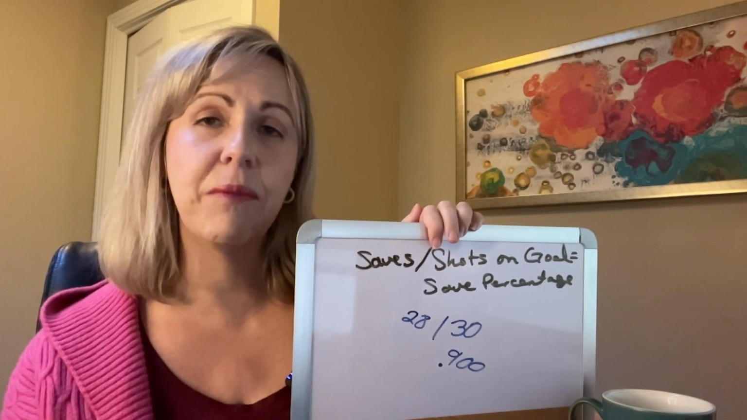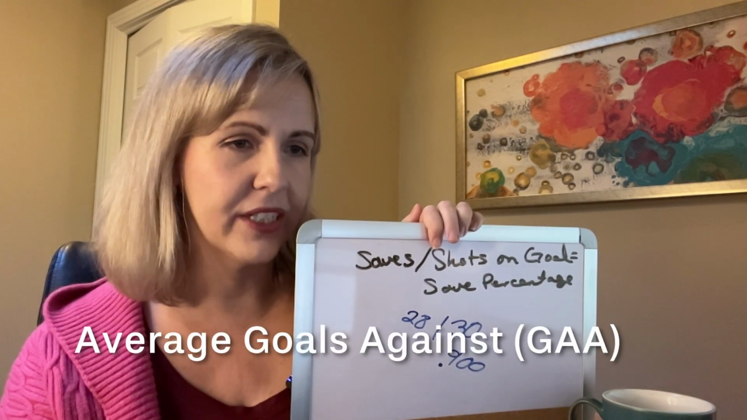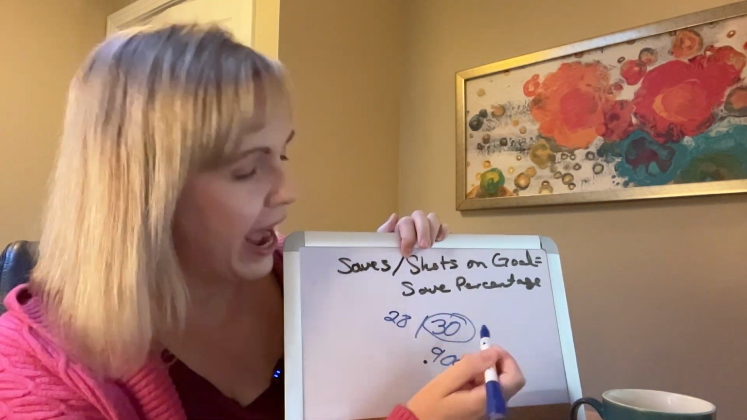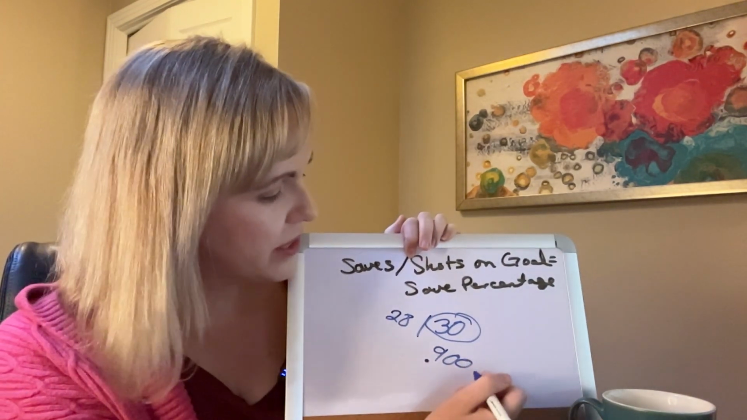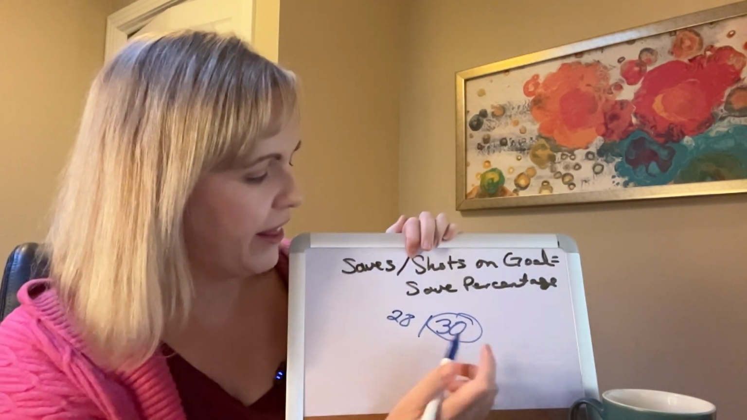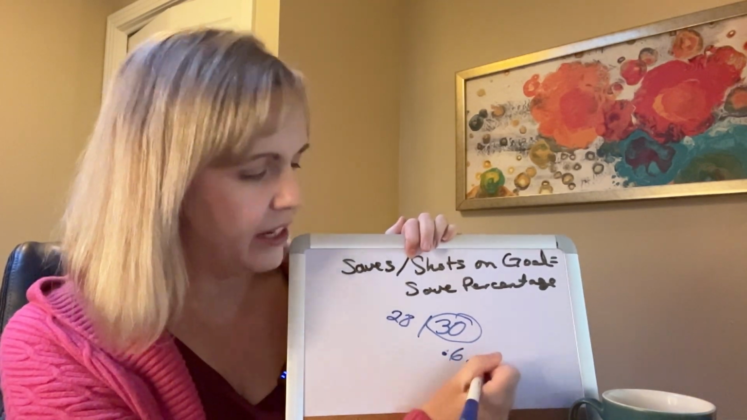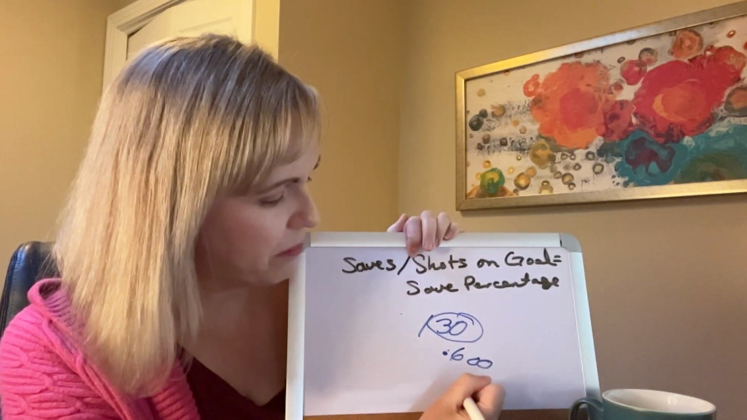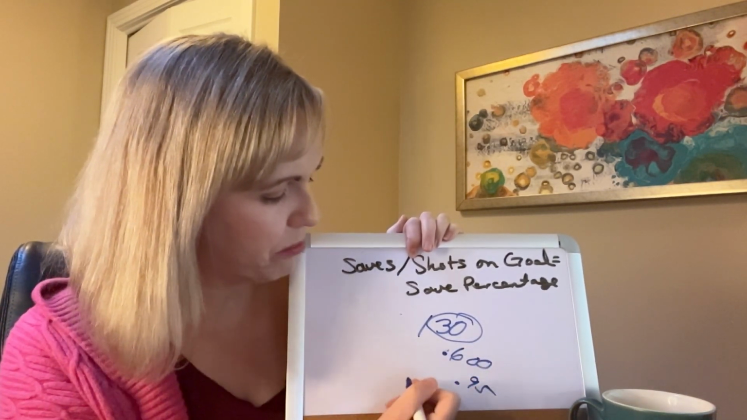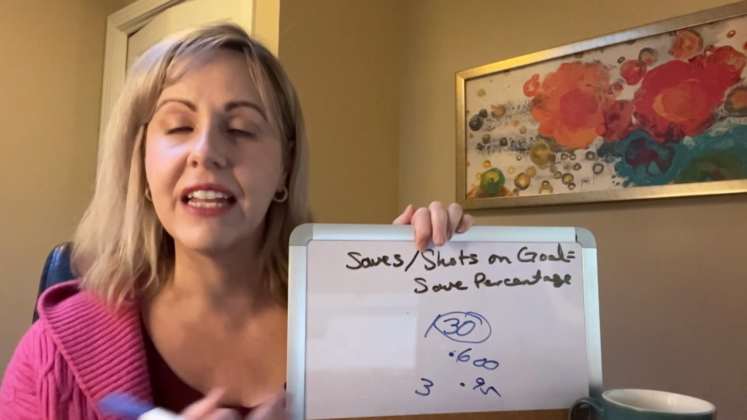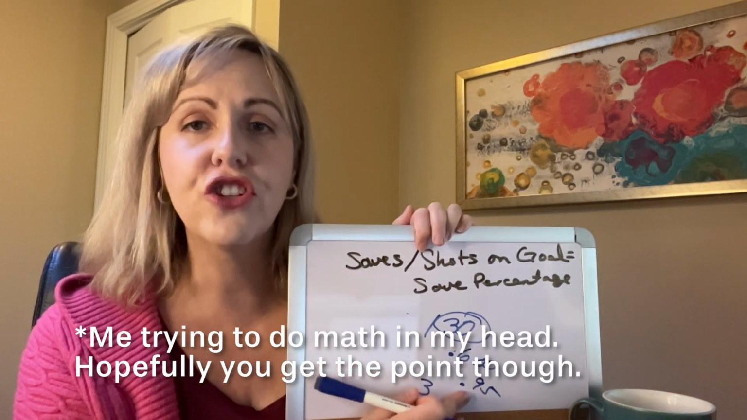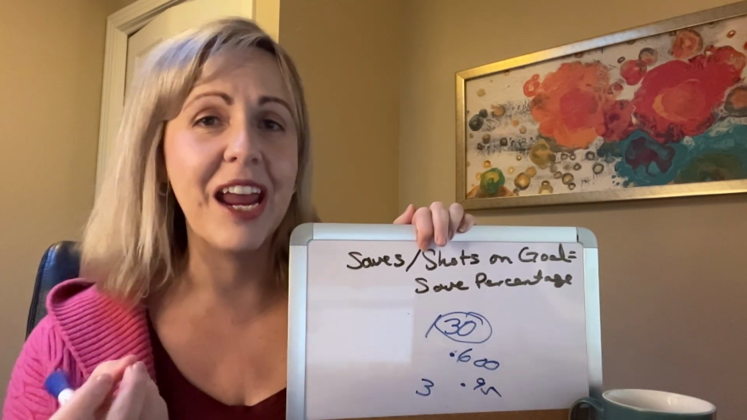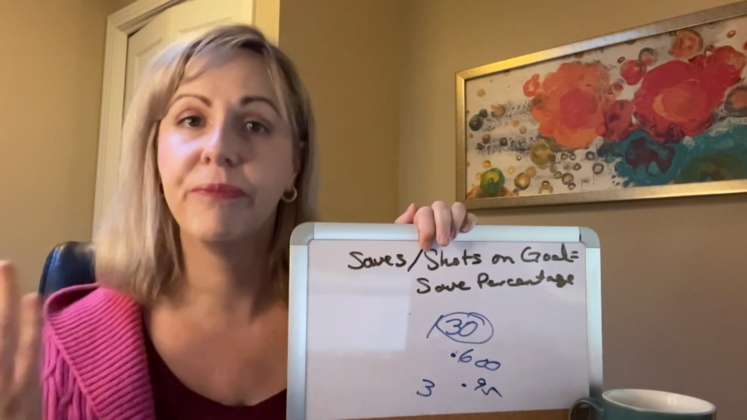Another thing that they like to keep track of is their average goals against. Say in one game they had 30 goals against, and let's say they have a 0.6 save percentage. Whereas another goalie has a 0.95 save percentage, but that one has an average of 3 goals against. That's going to significantly change this. It's not just about percentage, because if you only see 3 shots every single game, there's a chance you're going to be able to save more of those shots.